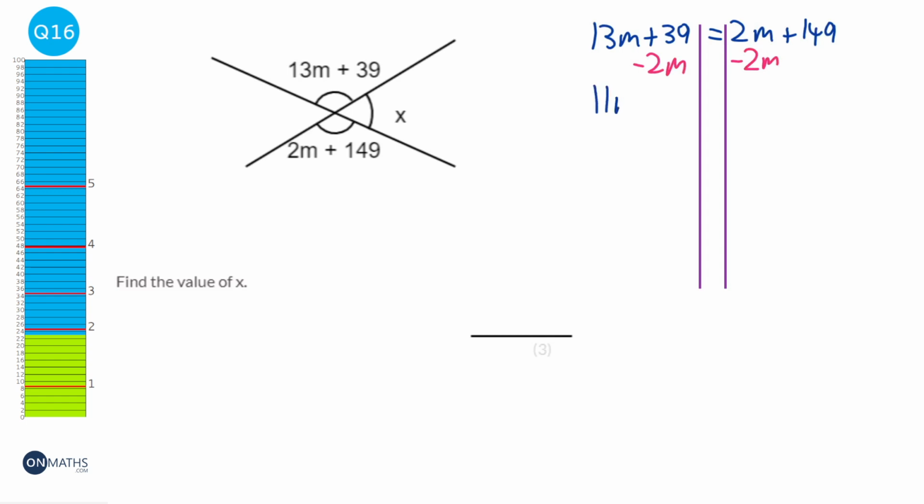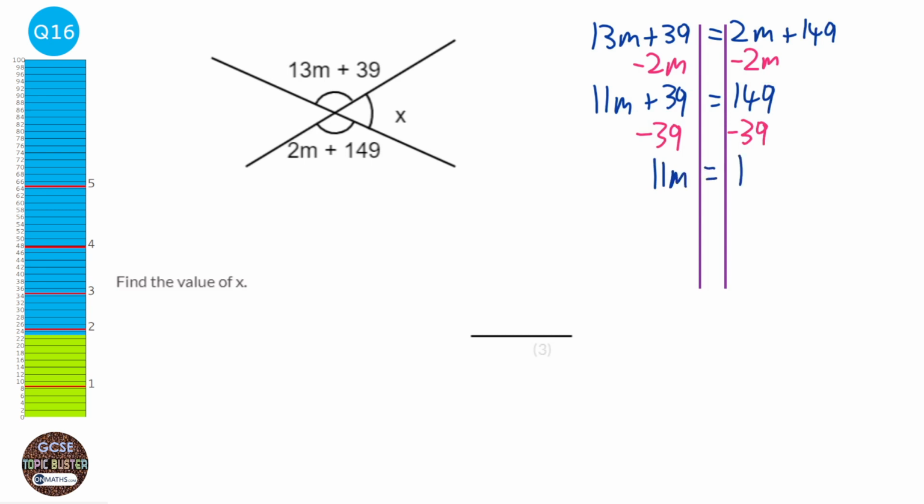And so we're left with 11m plus 39. And we've just got the 149 on the right hand side. Next we're going to remove the number, so take away 39 from both sides. And we've got 11m is equal to 110. And then we're going to divide both sides by 11 to find out what m is. So m therefore equals 10.